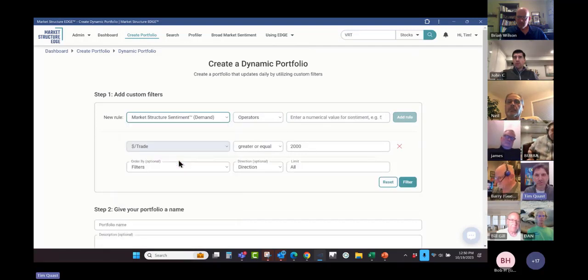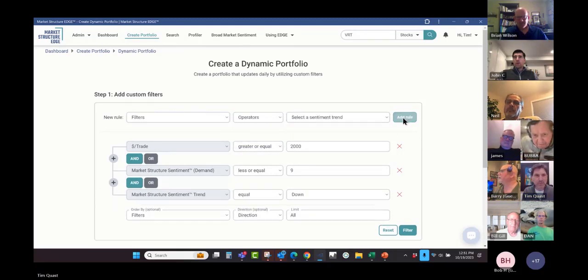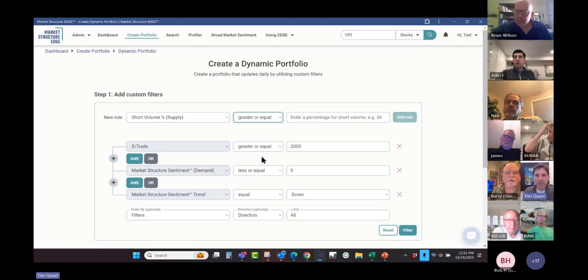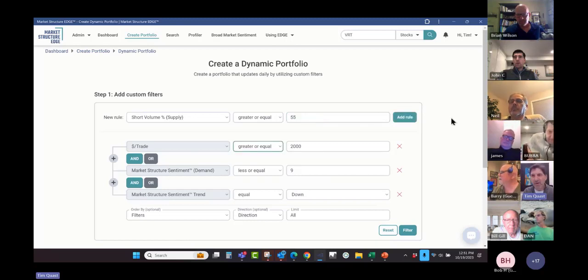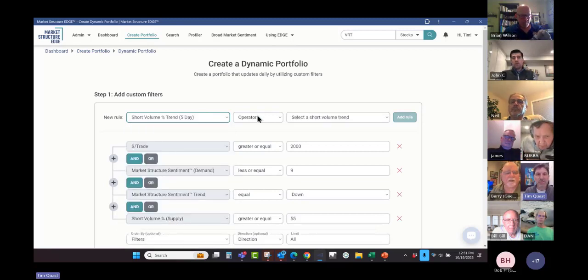So I'm going to look for market structure demand that is less than or equal to 9, because it's going to be falling. And I want the trend in demand to be down. And I want the supply side to be the opposite. I'm going to say I want the short volume, supply, to be greater than or equal to 50. So I'm going to say 55, could be a higher number. And for supply, I'm going to use the 5-day trend, because I want it to be a near-term event, equal to up.